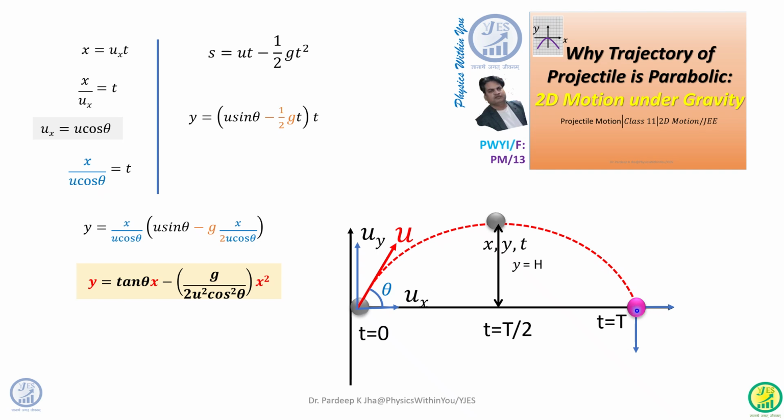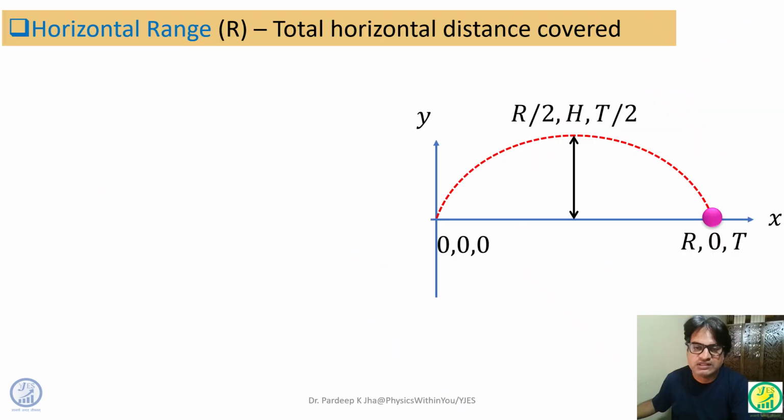And this is the symmetrical position where the time is now the time of flight, and the distance traveled along this is called the range R. So you know about the maximum height condition, the range, and the time of flight. Since you know all this, we can move to how to get the horizontal range, the total horizontal distance covered.